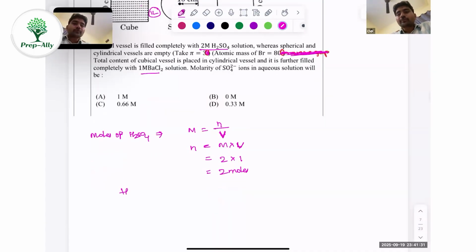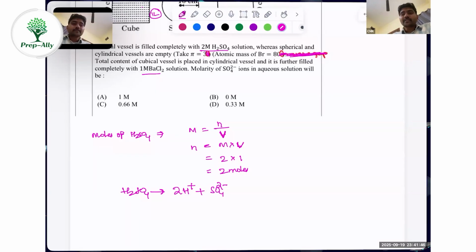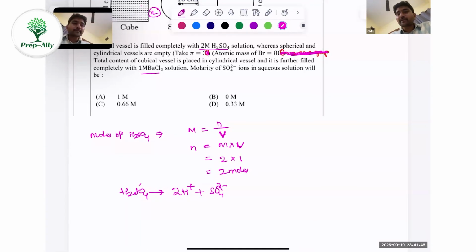1 mole of H2SO4 will give 2 H plus ions and 1 sulfate ion. This equation suggests that whenever 1 sulfuric acid dissociates, we get 1 sulfate ion. Here 2 sulfuric acid molecules are there, which means we will get 2 sulfate ions.